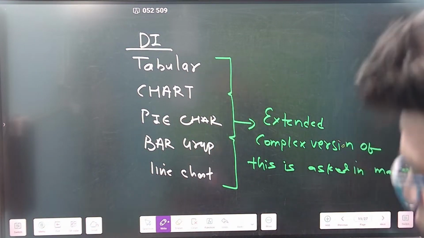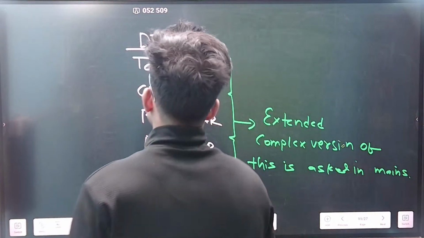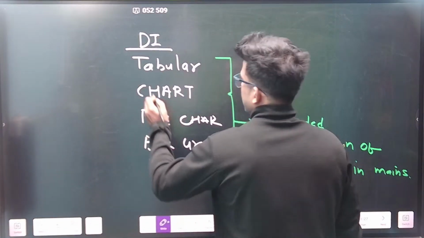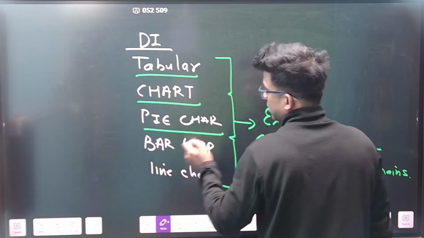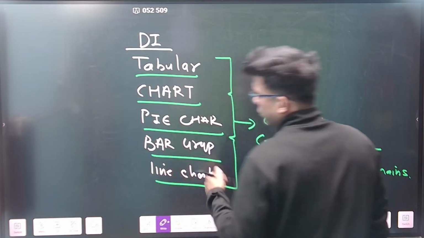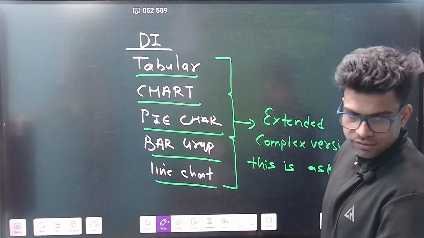So basically, the common chapters involved in DI are tabular charts, pie chart, bar graph, line chart. I'm not saying that only these are important, others are also important.